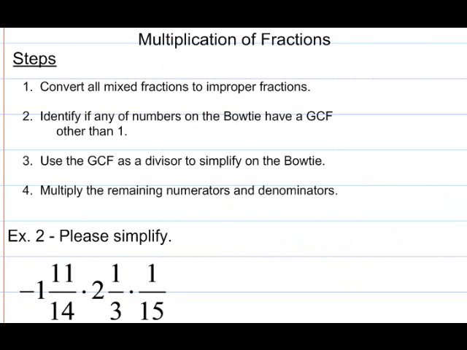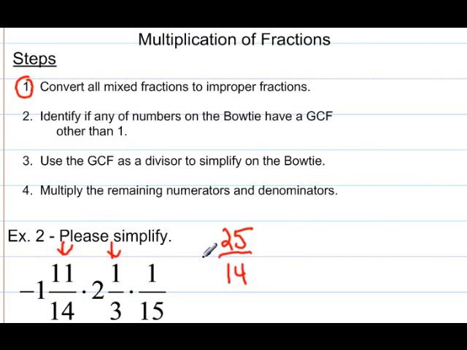Okay, so here we've got negative 1 and 11/14 times 2 1/3 times 1/15. So again, I'm going to take a look at converting my fractions here from mixed to improper. I have 2 of them. Okay, so I'm going to do 1 times 14 is 14 plus 11 is 25 over 14.